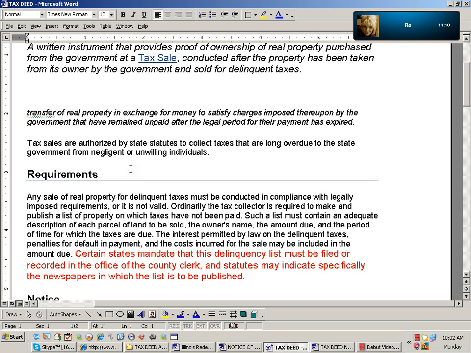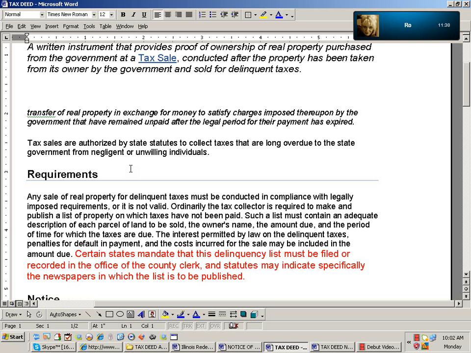But there are requirements. Any sale of real property for delinquent taxes must be conducted in compliance with legally imposed requirements or it is not valid. Now, we don't know what we're going to find yet, but we've found a lot of not valid paperwork in court cases, property records, and so forth. So what's the chances we'll find some not valid paperwork?